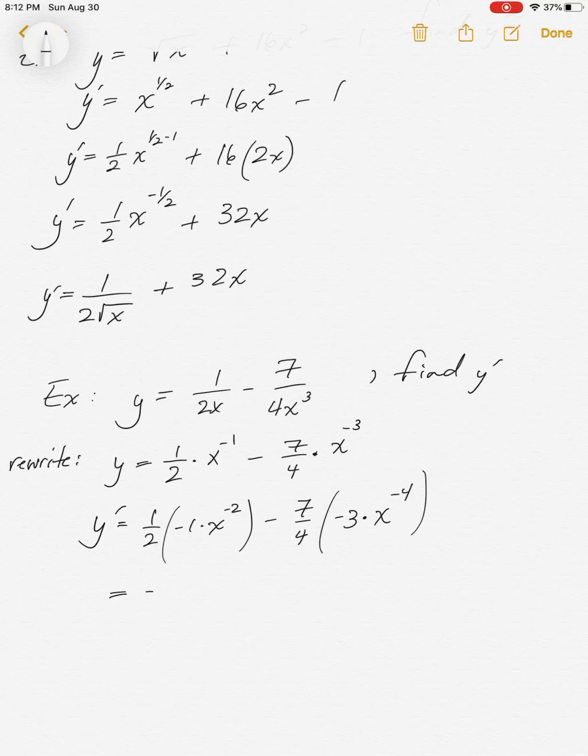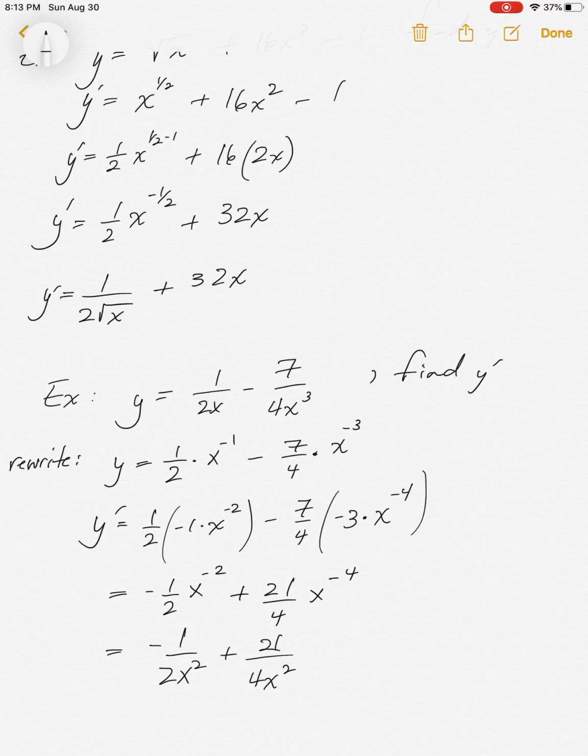Look at that light work we did. Going through, we have negative 1/2 x to the negative 2, plus 21 over 4 x to the negative 4, equals, we have negative 1 over 2x squared plus 21 over 4x to the fourth.